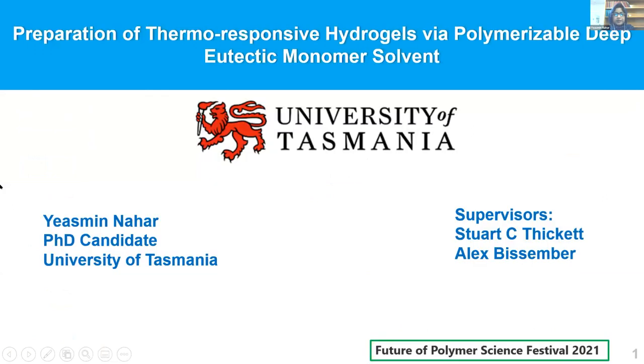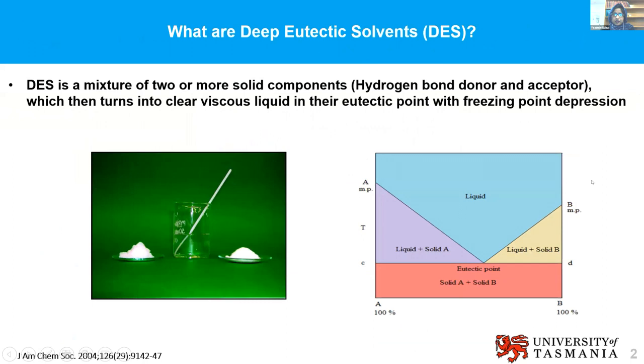Thank you very much. I'm Yeasmin Nahar. I'm going to present my presentation today on preparation of thermoresponsive hydrogel via polymerizable deep eutectic monomer solvent. And first, before going forward, I want to say what a deep eutectic solvent actually is. A deep eutectic solvent is a mixture of two or more solid components. Among them, one is a hydrogen bond donor and another one is a hydrogen bond acceptor. So in their eutectic, they turn into a clear viscous liquid with freezing point depression.